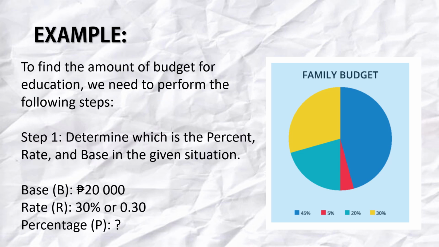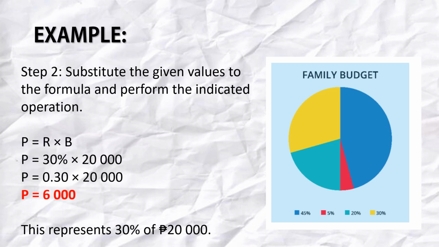Next, to find the amount of budget for education, we need to perform the following steps. Number 1, determine which is the percentage, rate, and base in the given situation. The base, again, is 20,000 pesos, while the rate is 30%, or in decimal form, 0.30, and you are looking for the percentage. So again, we follow the formula P equals R times B.